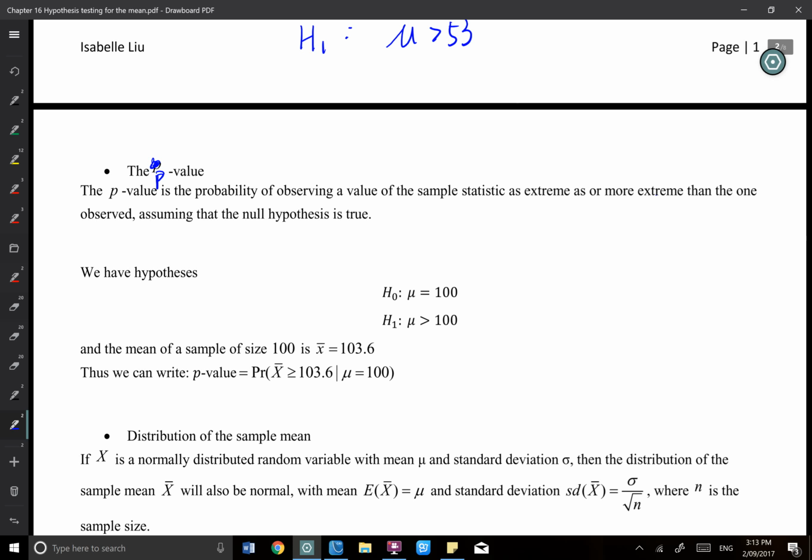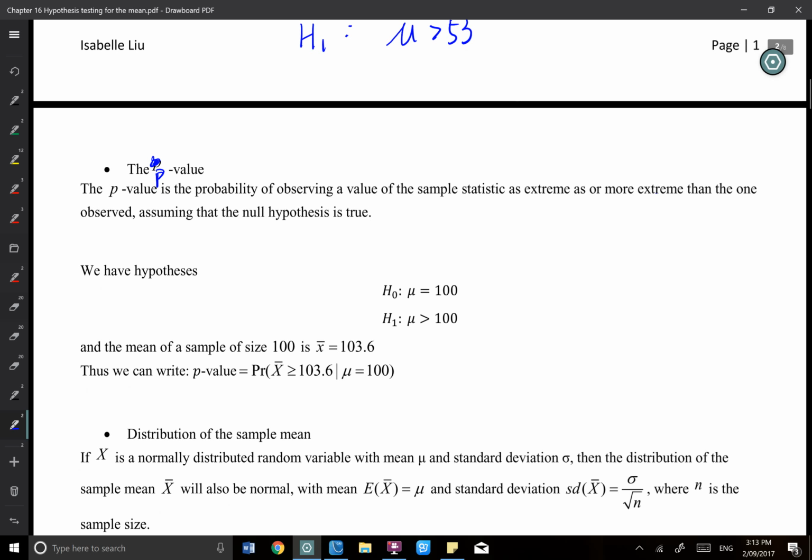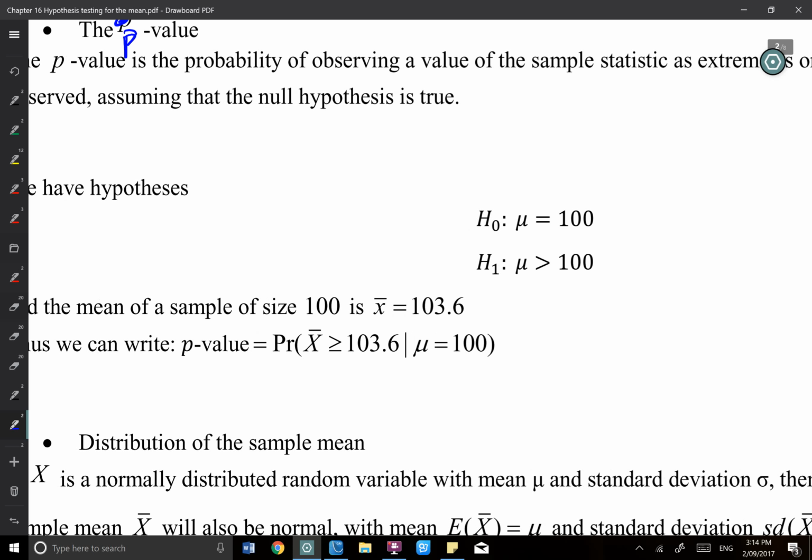Because I observe something and I find it's greater than 100, now I start to suspect, is that true? I have a mu larger than 100. It's because of this observed value that I start to suspect. What is the p-value? It is the more extreme value. What I observe is 103.6, right?